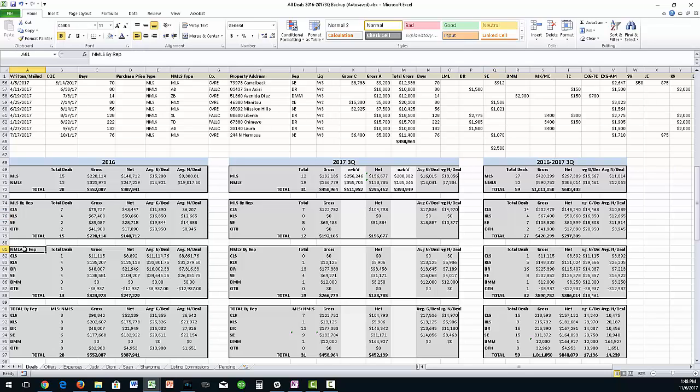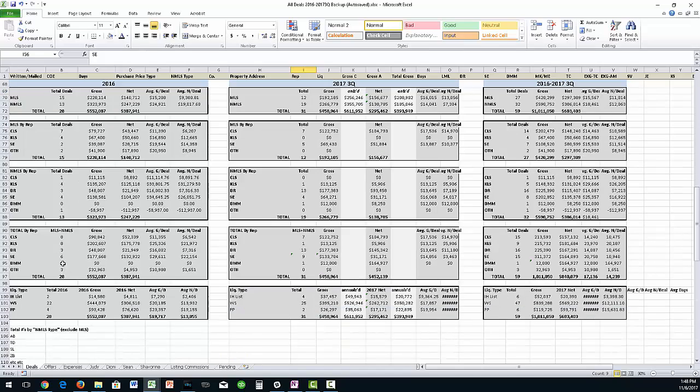And then non-MLS by rep. Again, we're just keying off column I. And then this is how each rep did, grand total. So it's going to be the total of how many. So Cindy did 7 MLS deals and 1 non-MLS deal, so she did 8.